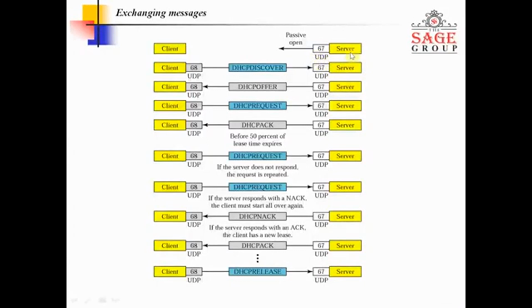The server is passively open. It says: I am open, if you want any IP address, send me the request. Then the client sends the DHCP discover: I want to get some IP address. The server gets that request and sends an offer to the client: this is the IP address you have to get. The client says okay, I am fine, send me the IP address. With the help of acknowledgement, it sends the IP address.